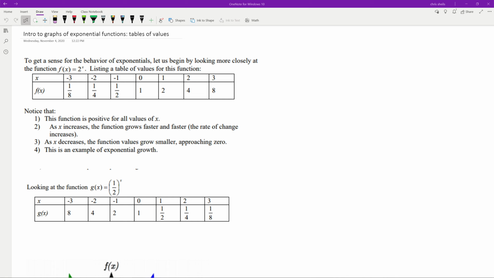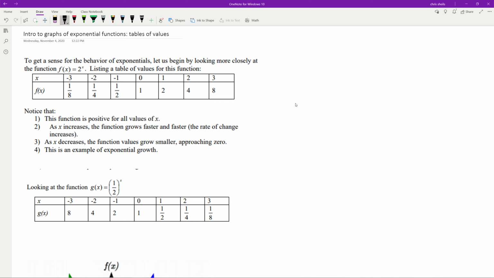Like with linear functions, the graph of an exponential function is determined by the values for the parameters in the function's formula. To get a sense of the behavior for exponentials, let's start by looking more closely at the function f of x equals 2 to the x power. If we create a table of values for this function, we plug in -3, we get 1/8 out of that because that's 2 to the -3, which is 1 over 2 to the third power, which is 1 over 8. Similarly, if I plug in -2, 2 to the -2 power is 1/4, and so on.